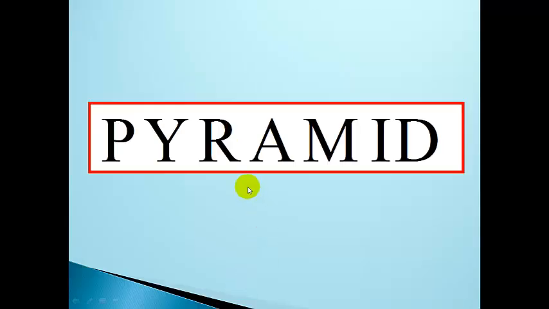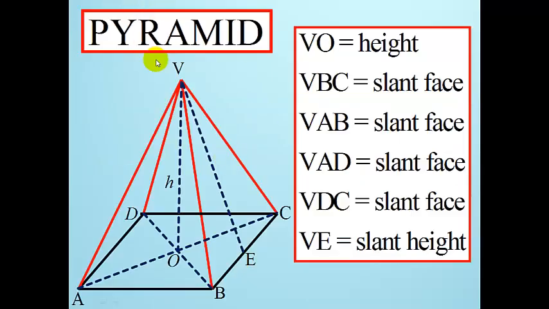Now let's consider the pyramid. This is a pyramid as shown. VO is the height of the pyramid. VBC is a slant face. VAB is another slant face. VAD is also a slant face.